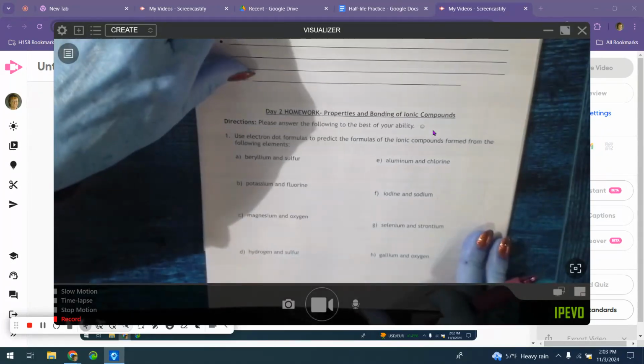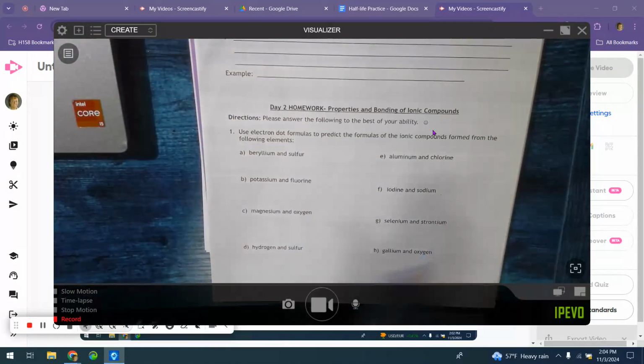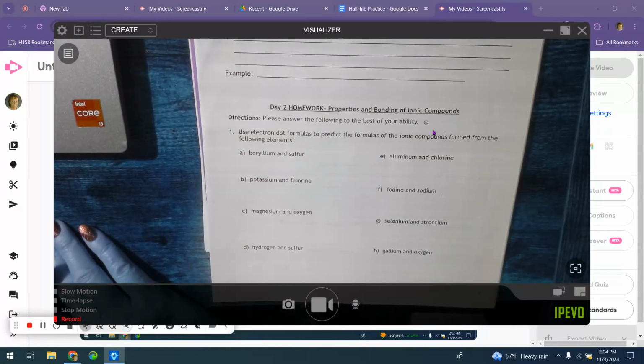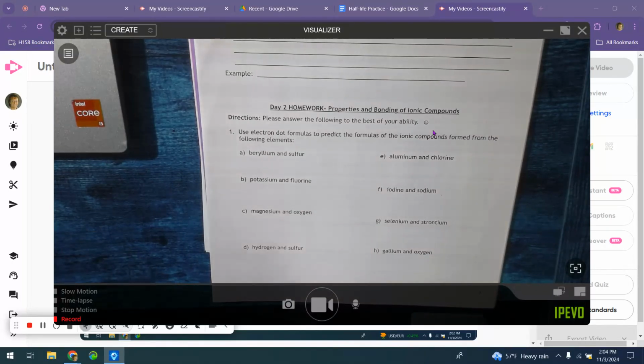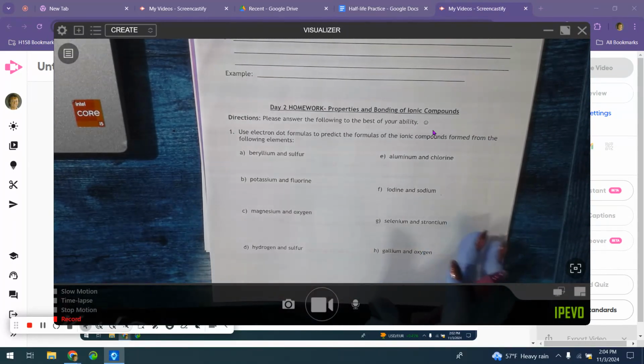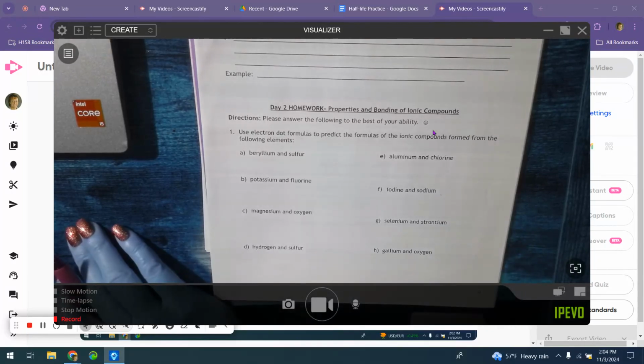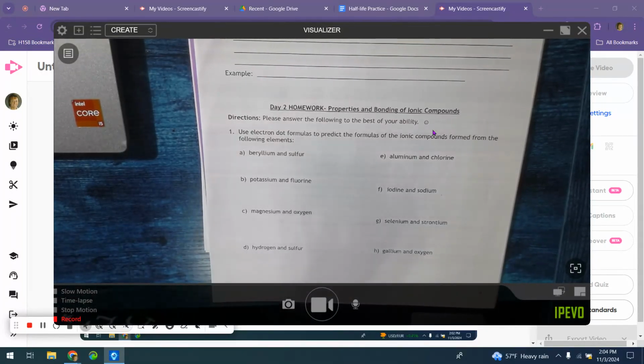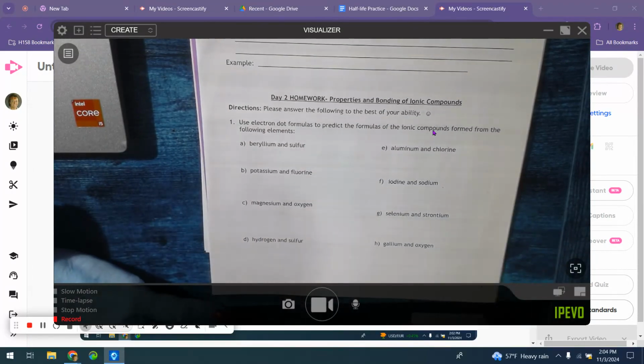This video is going to look specifically at ionic compounds and how you should be showing what an ionic compound is. Remember, an ionic compound is made up of a metal and a nonmetal. The metal is always going to lose electrons. The nonmetal is always going to gain electrons. So the metals are always going to be positive. The nonmetals are always going to be negative.